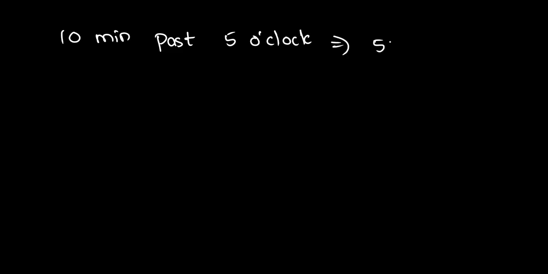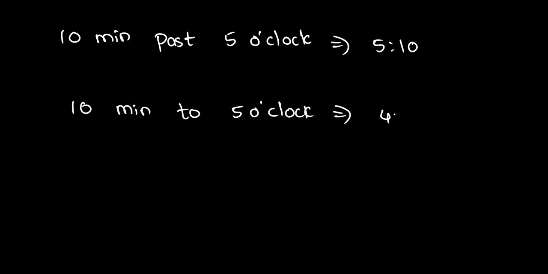Now let's see. As mentioned at this point, you have to note down what 10 minutes past 5 o'clock means, and 10 minutes to 5 o'clock means 4:50. It can be AM or PM. Let it be.